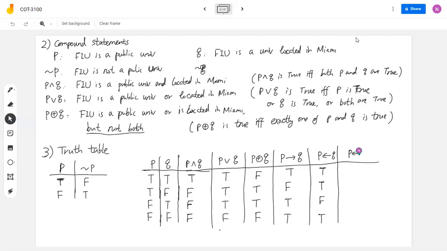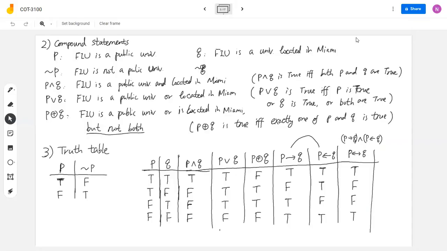So what does this mean? It's the same as P implies Q, and Q implies P. So therefore, we just need to AND these 2 columns. Okay, TT is true, TF is false, FT is false, and FF is true. And so now you can see it makes perfect sense.